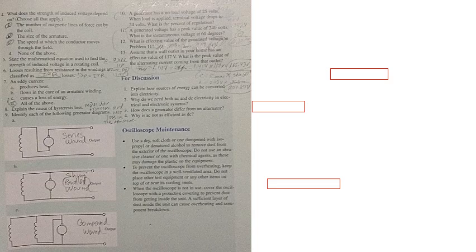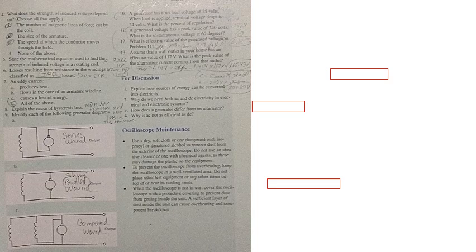Number 7. An eddy current: A, produces heat, B, flows in the core of an armature winding, C, causes a loss of energy, or D, all of the above. D is the correct answer. 8. Explain the cause of hysteresis loss. It is molecular friction and heat loss in the armature.